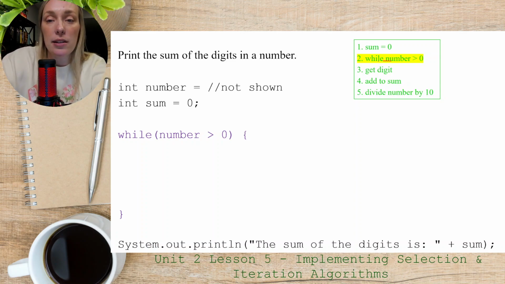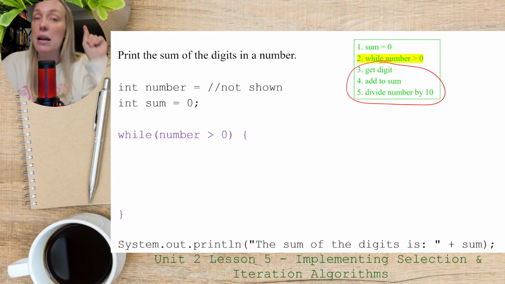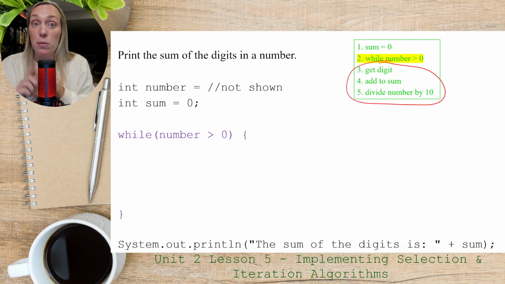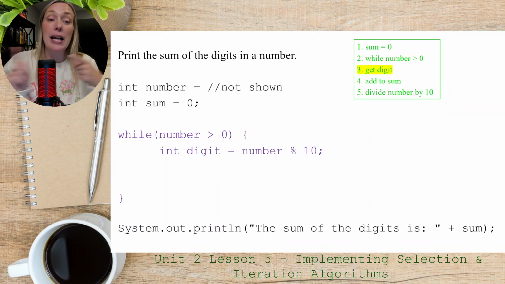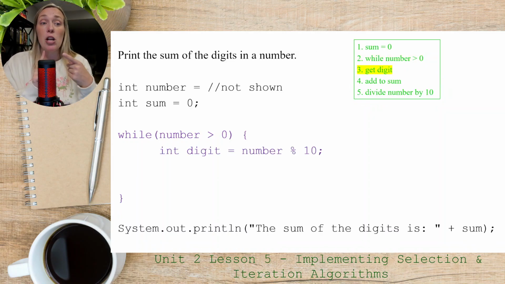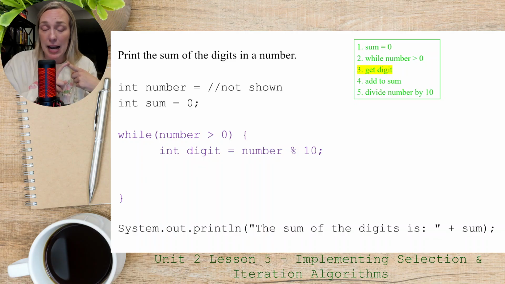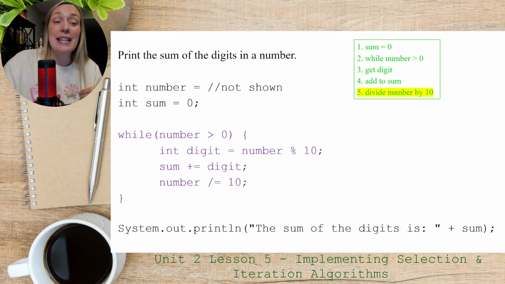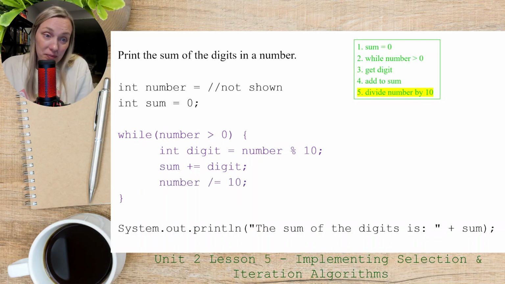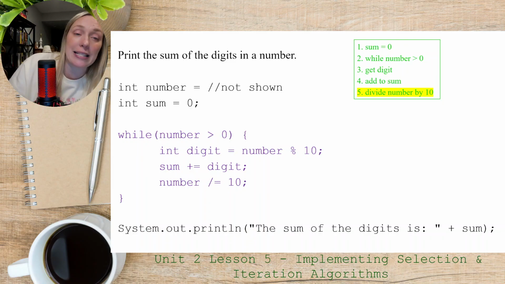All 3 of these are going to happen inside my while loop because I want to repeat them each time. I want to get the digit, and we said we get the digit by using mod. So I'm going to get the digit, number mod 10. Then I'm going to add that digit to sum, and then I'm going to divide that number by 10. Okay, those are the 3 steps I want inside that while loop.